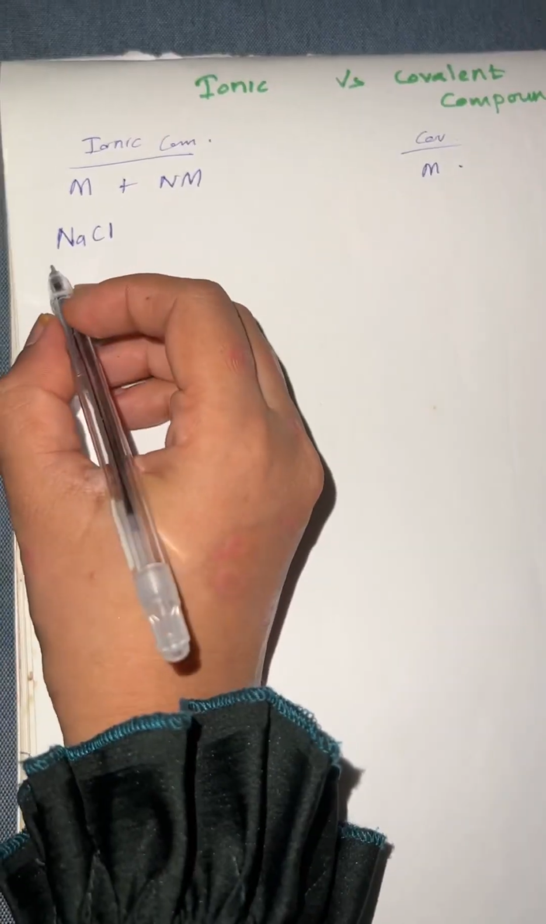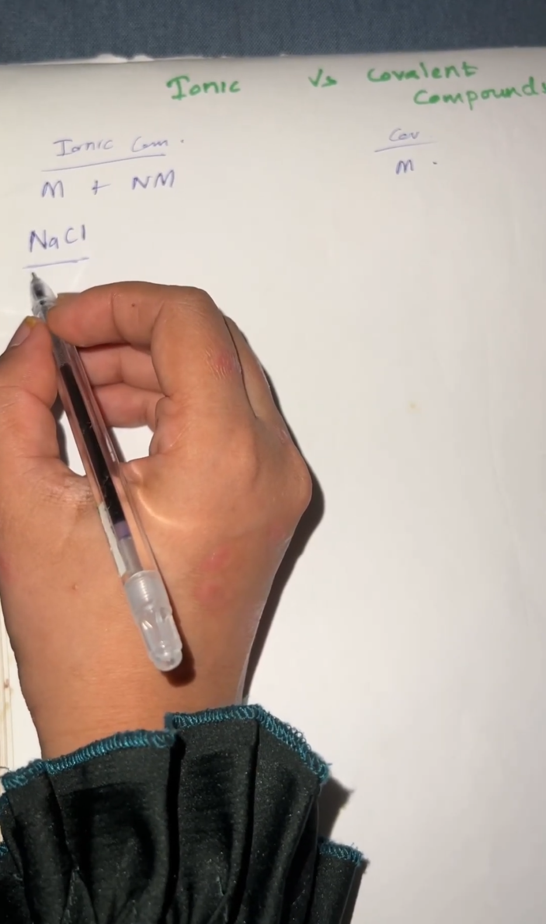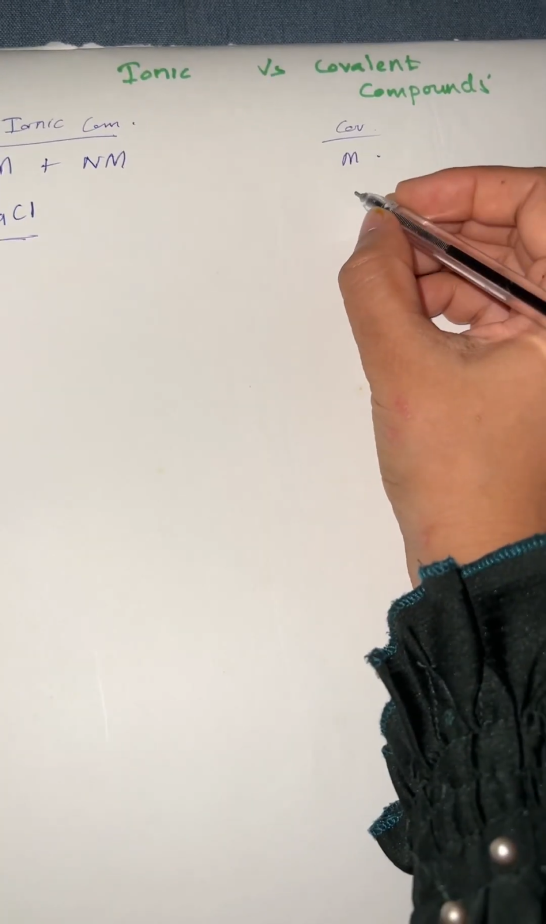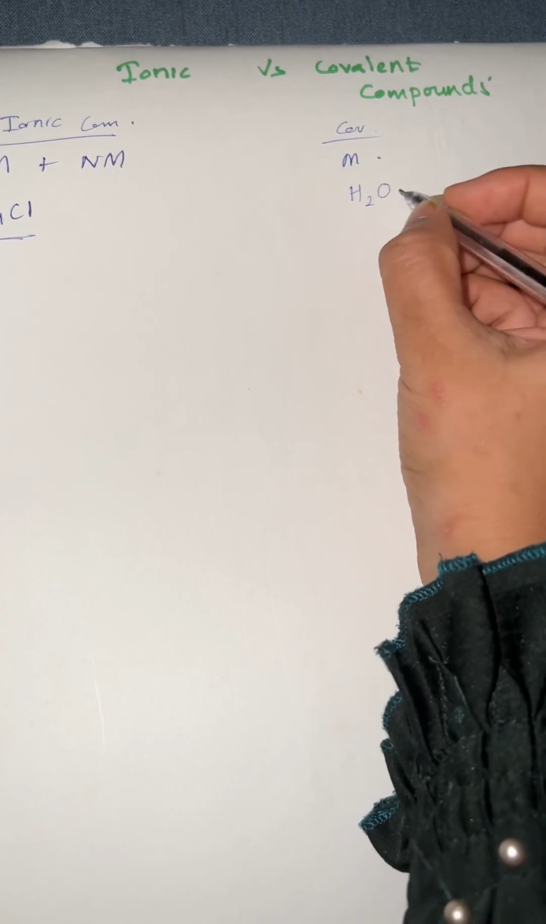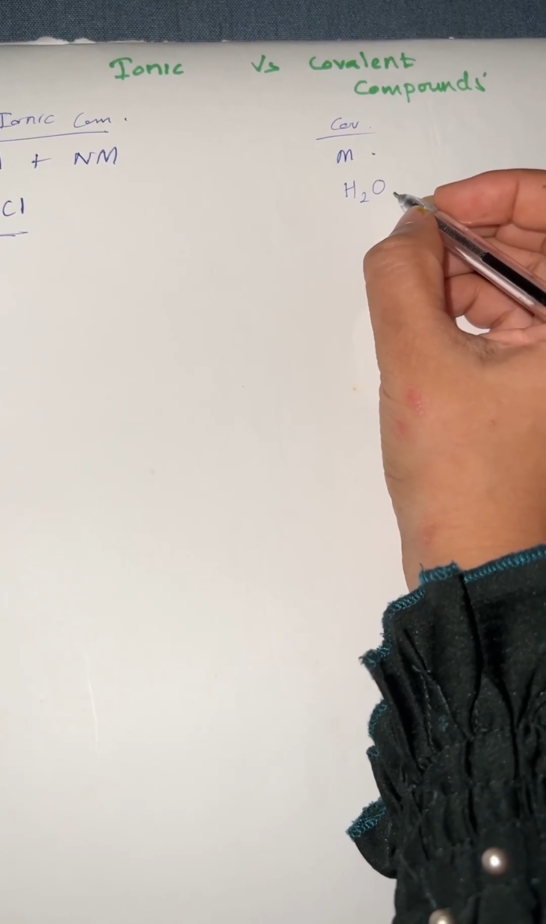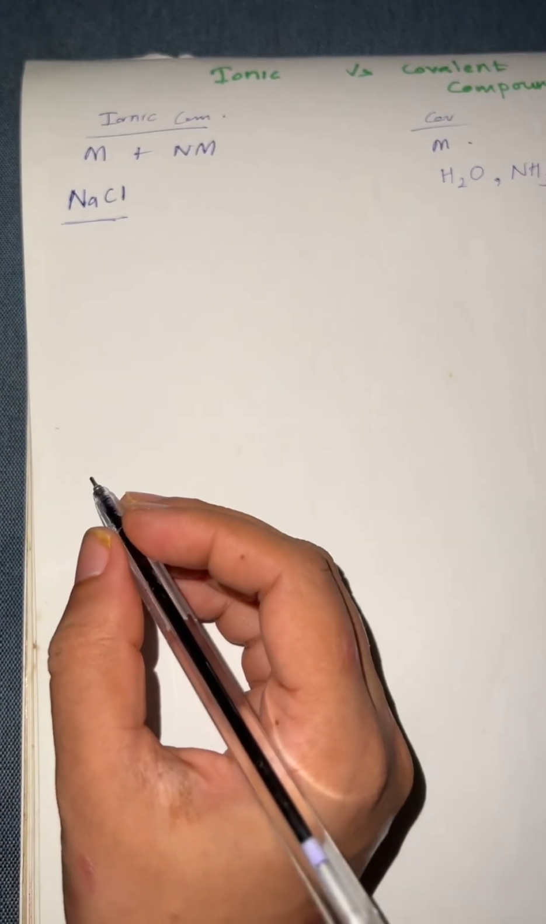The common example for the ionic compound is sodium chloride, that is NaCl. You would have heard this very well. NaCl, that is common salt. We can take some common examples of covalent molecules like water, right? Then ammonia, and we can say many more. What is the basic differentiation between the ionic compound and the covalent compound?